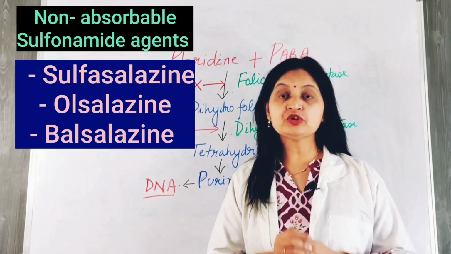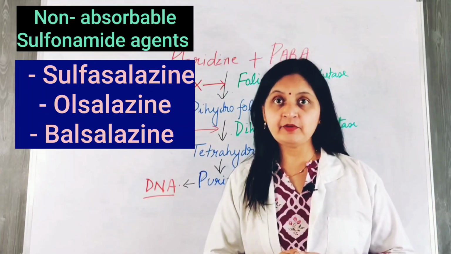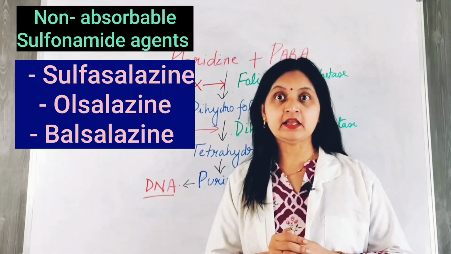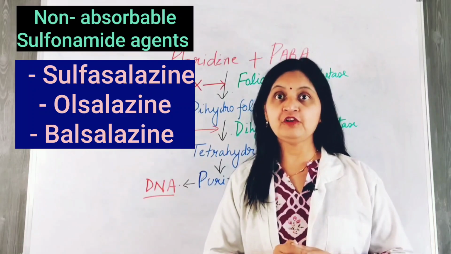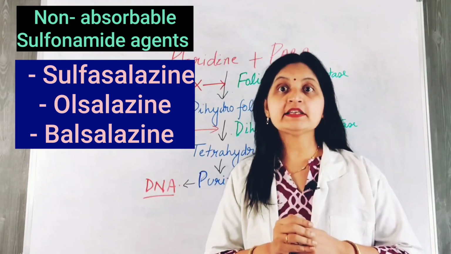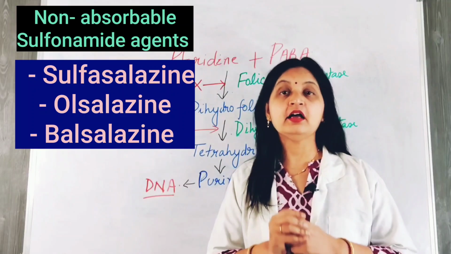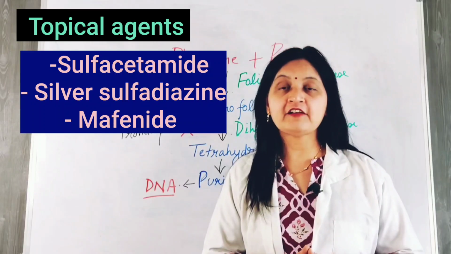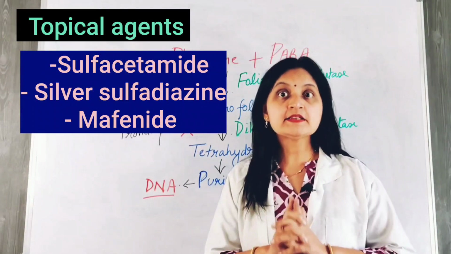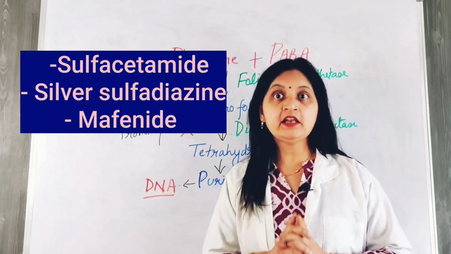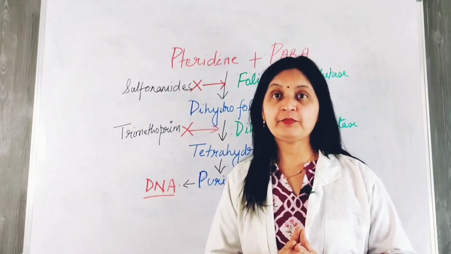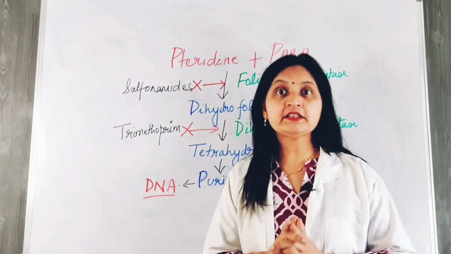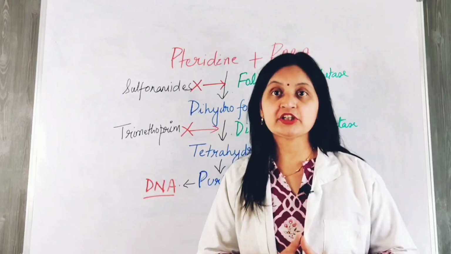Now coming to the non-absorbable sulfonamide derivatives, some of the examples are sulfasalazine, olsalazine and balsalazide. So these sulfonamide derivatives are very useful for the treatment of ulcerative colitis, a disease of the intestinal tract which affects the large intestine, particularly the colon. Next is the topical preparations of sulfonamides, which include sulfacetamide, silver sulfadiazine and mafenide. Silver sulfadiazine and mafenide are useful for the treatment of skin burns to prevent and treat infections, whereas sulfacetamide is useful for treating eye infections.